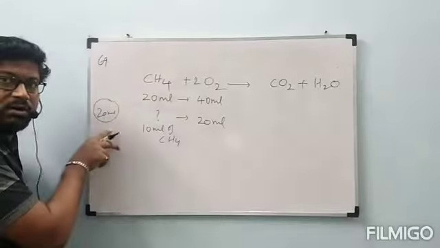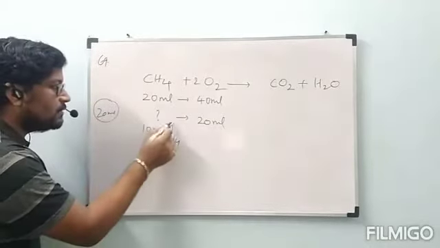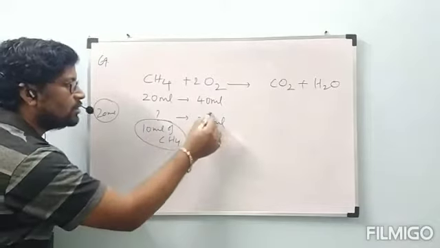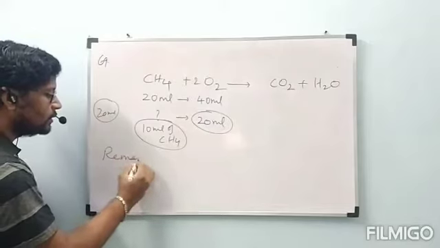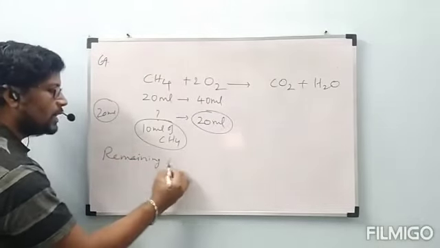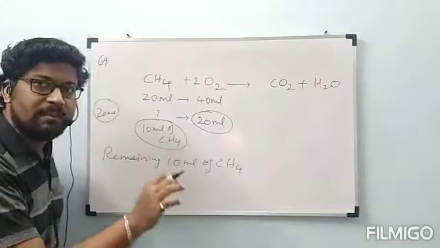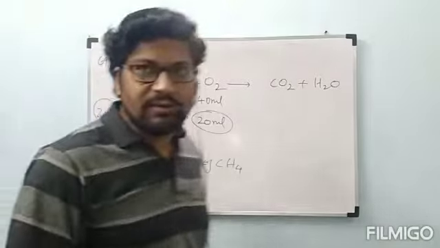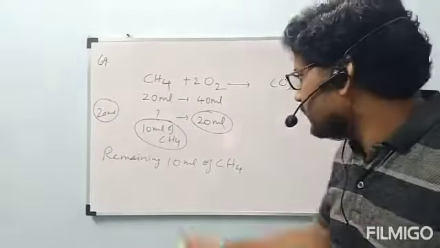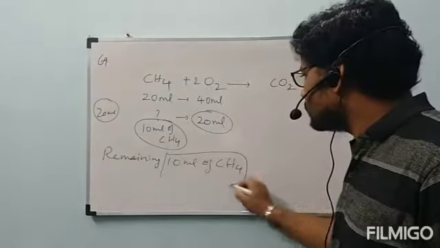But we provided how many ml? 20 ml. Out of 20 ml, 10 ml of CH4 reacted with 20 ml of O2. Then the remaining 10 ml of CH4 will be present unreacted. Keep it in a box.